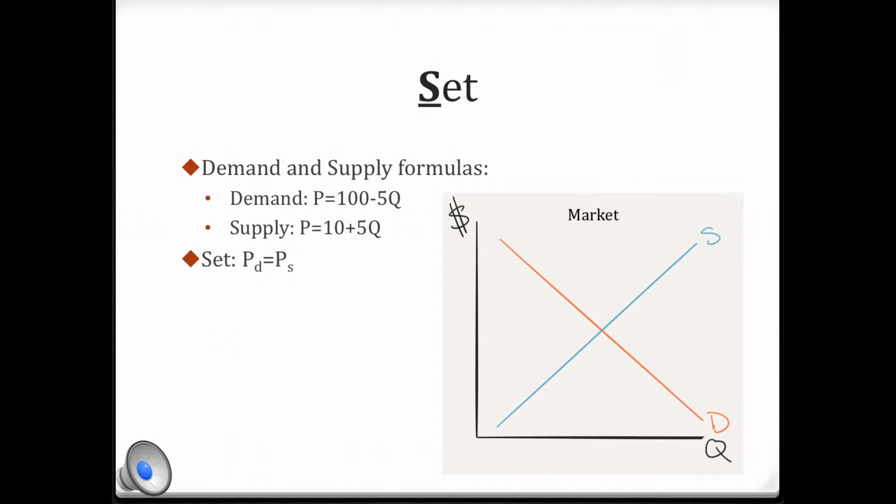So the first part of our three-part plan is to set. For this problem, we have a demand of P equals 100 minus 5Q and a supply of P equals 10 plus 5Q. For us to find the equilibrium price of the riding service market, we need to figure out what the equilibrium quantity is of rides. So the way we can do this is by setting the demand and supply formulas equal to each other, which will look like this. 100 minus 5Q equals 10 plus 5Q.